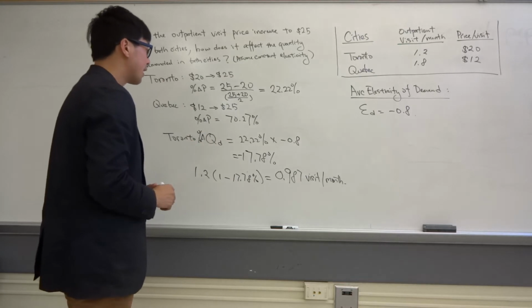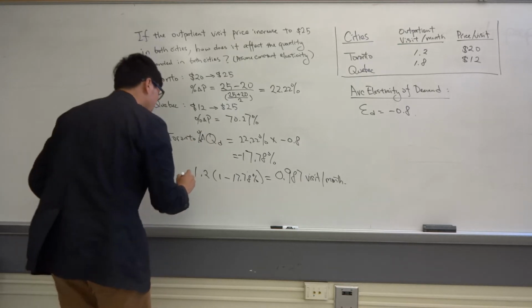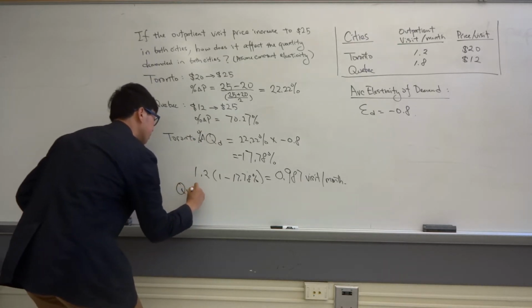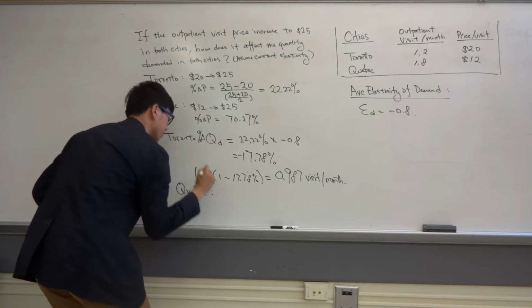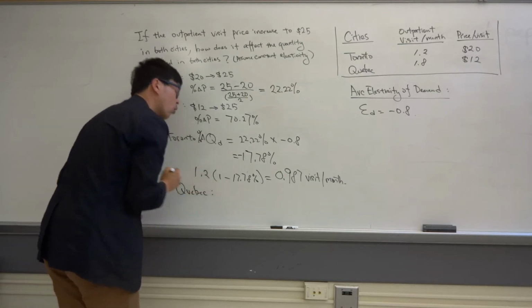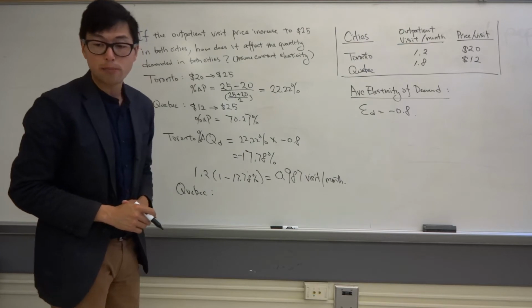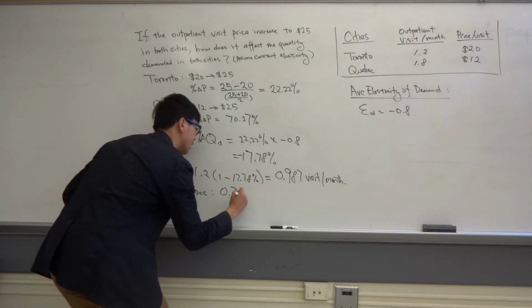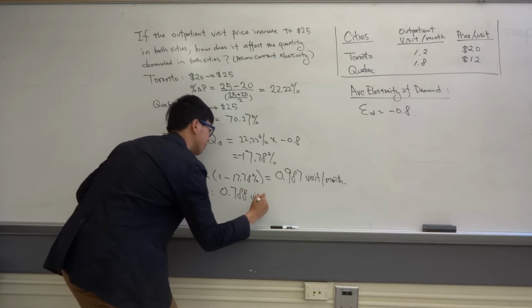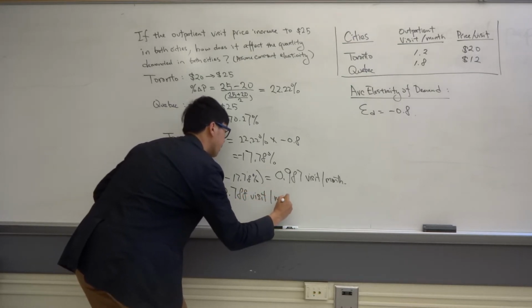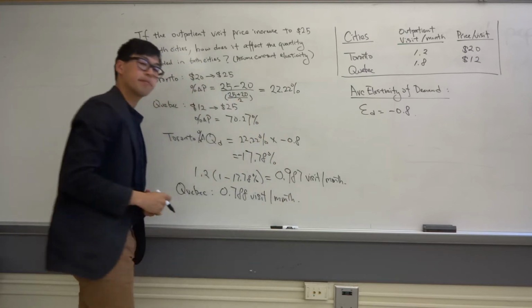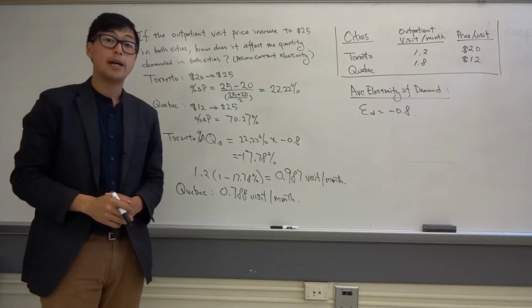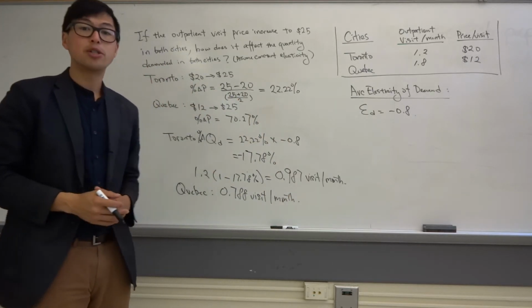And the result that I got in Quebec is that the quantity demanded will drop to 0.788 visits per month. That's what I got from my calculations. You can double check that yourself.